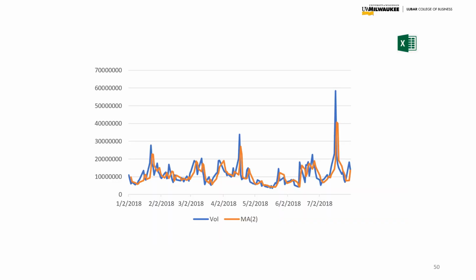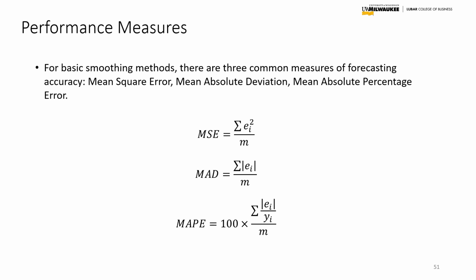Here you can see the forecast superimposed on the original volumes, and the moving average doesn't do a bad job. It seems to be tracking along pretty well the ups and downs of the series. Beyond visually assessing how well a forecasting method is doing, we need some formal measures.